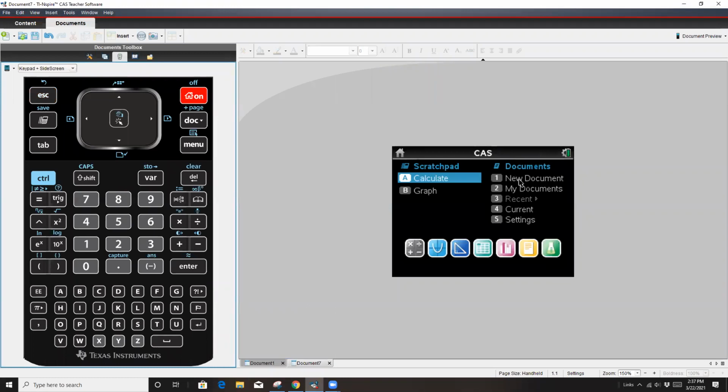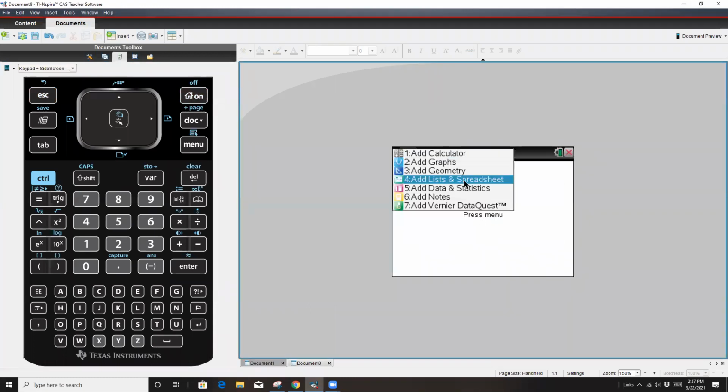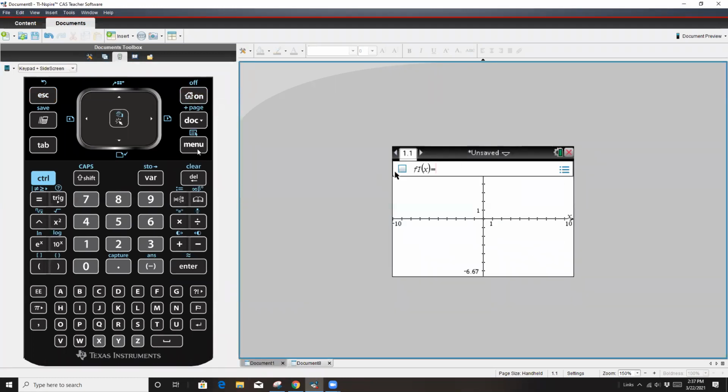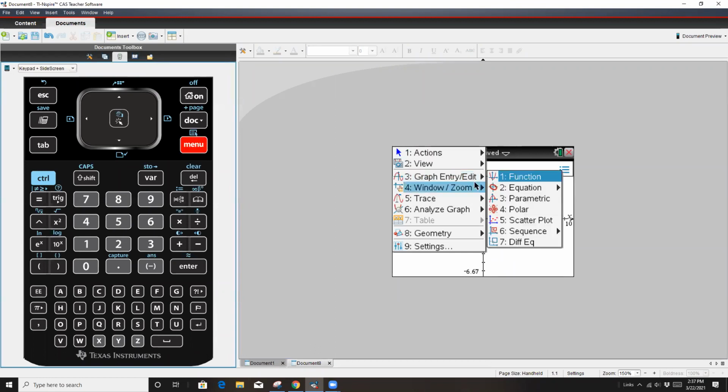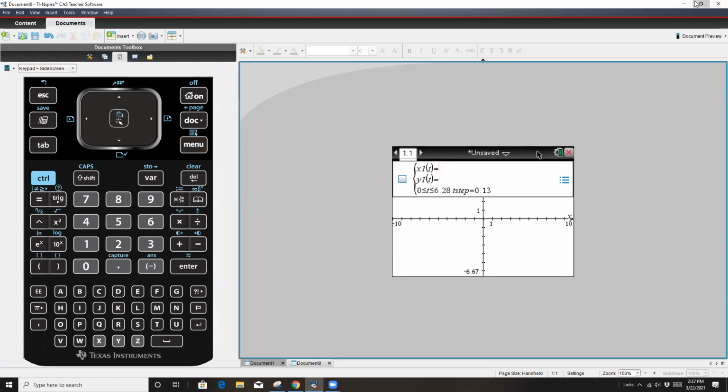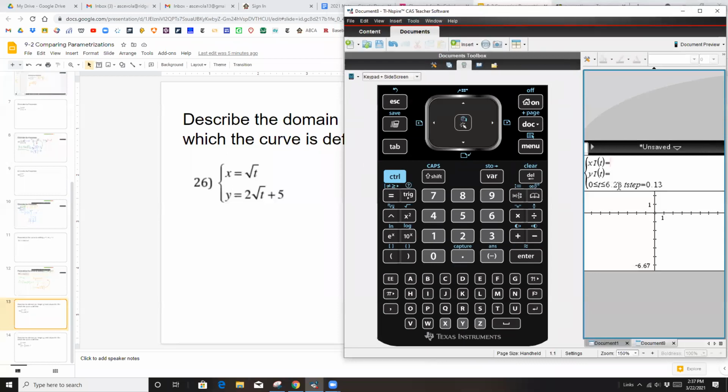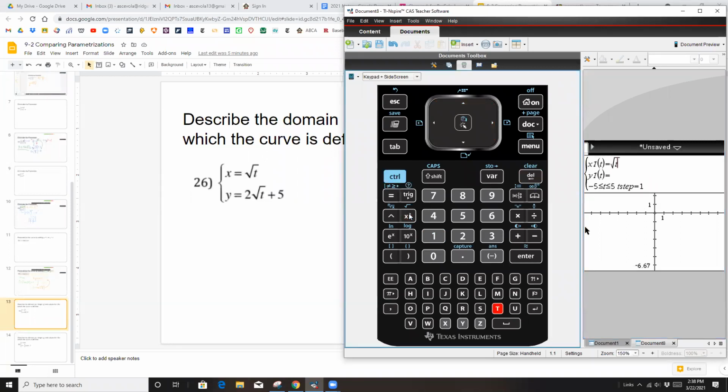Open up a new graph. You didn't have to open up a new graph. I just like to clean slate it. Parametrics. So first I'm just going to make this go between -5 and 5 so we could see. Actually, yeah, that's fine. And then we'll make the t step 1. All right, and then we'll go square root of t and 2 times the square root of t plus 5.